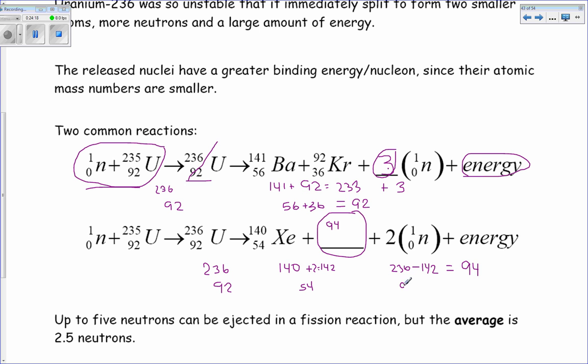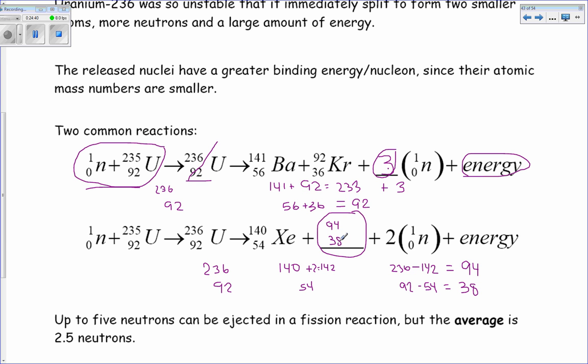So we have 92 minus 54, which is going to be, so 90, looks like 38. Okay. So 38 is the number of protons, so 38 becomes our Z.